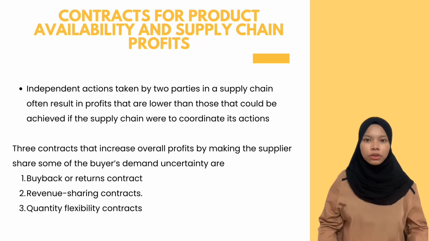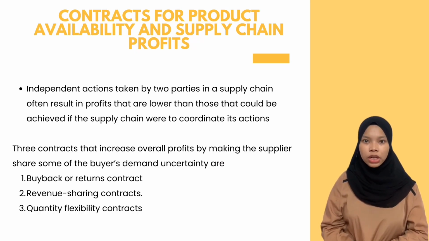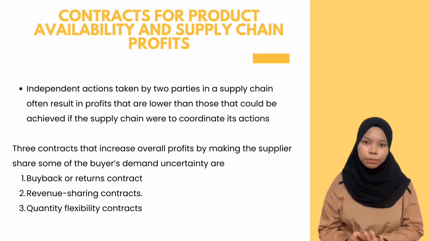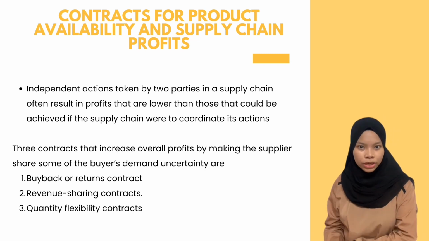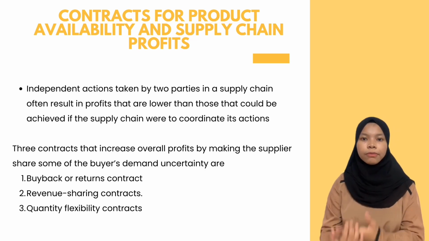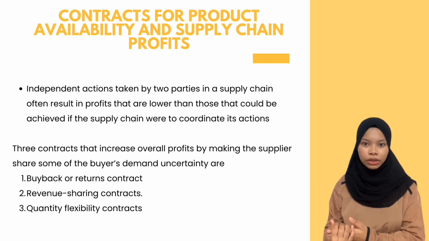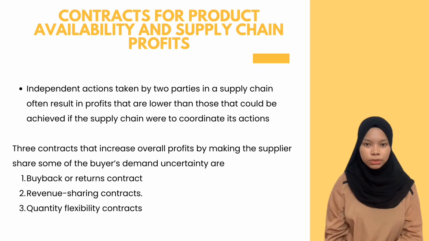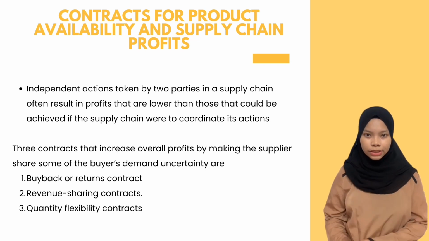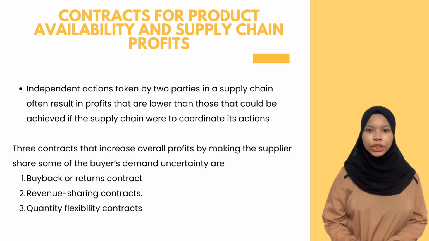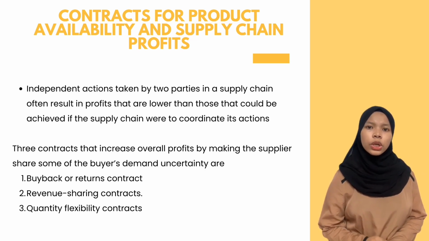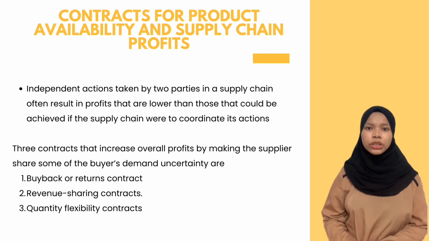In the absence of risk sharing in a supply chain, locally optimal decisions are made, lowering total supply chain profit. In the absence of risk sharing, retailers aim for less product availability than is required to maximize supply chain profits. Independent action taken by two parties in a supply chain often results in profits that are lower than those that could be achieved if the supply chain were to coordinate its actions.